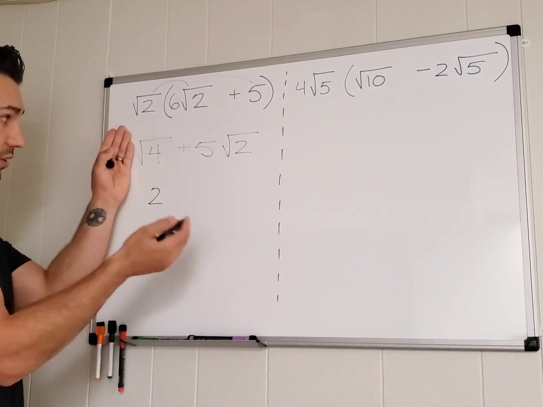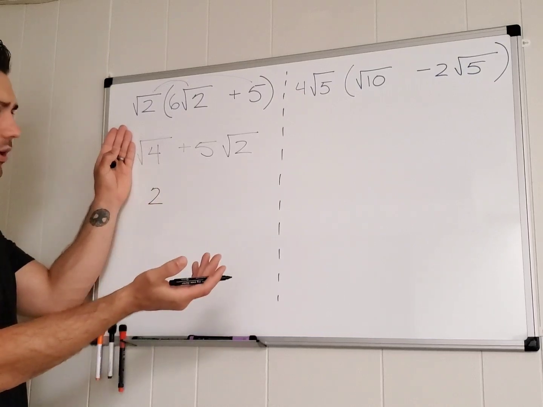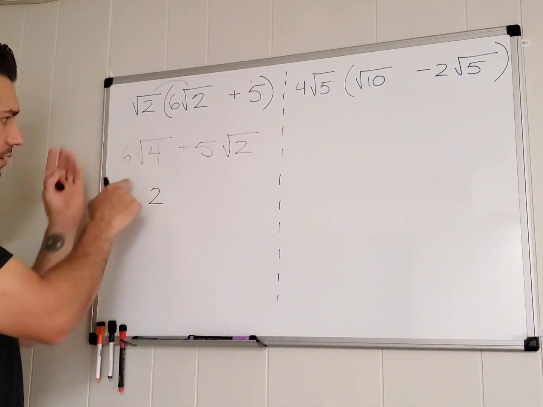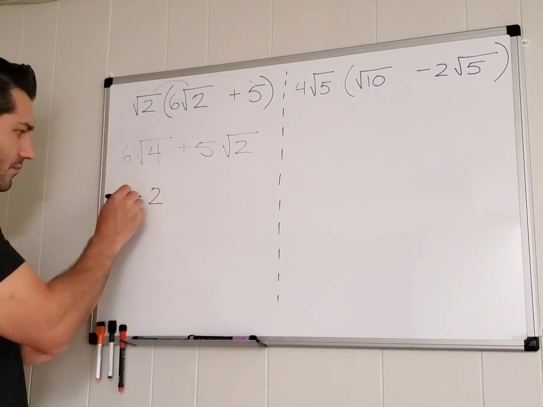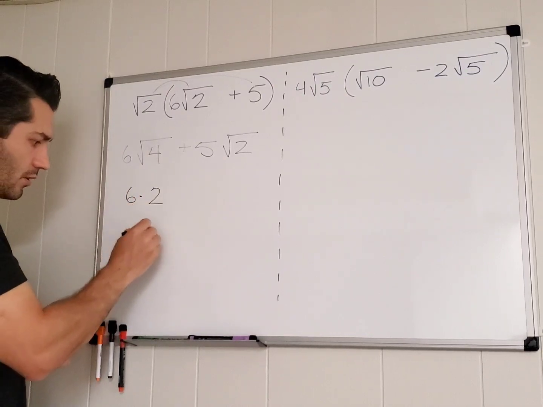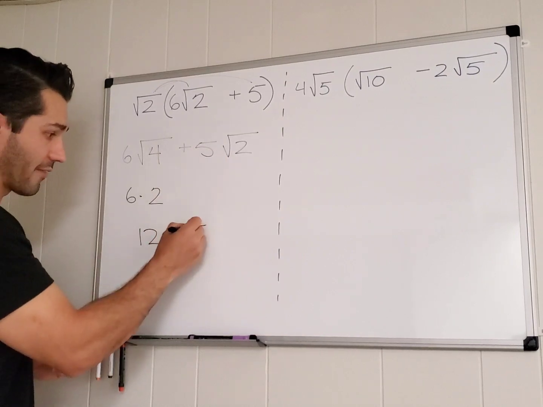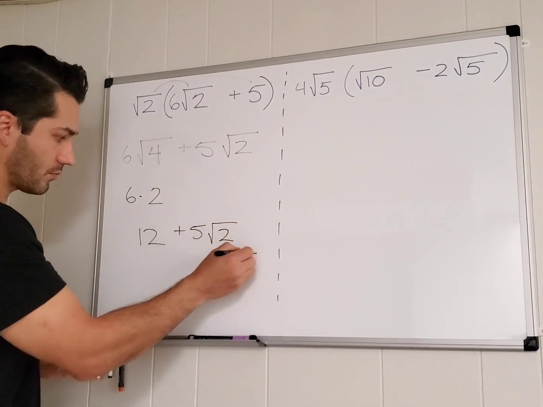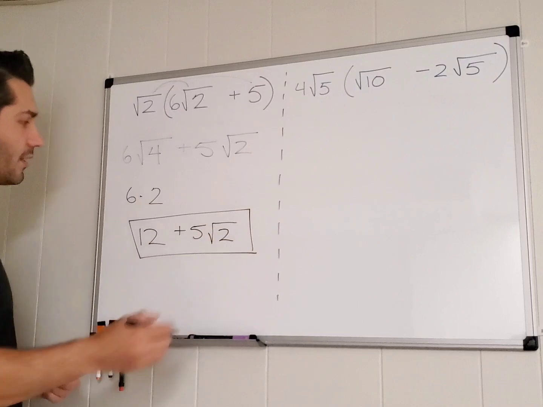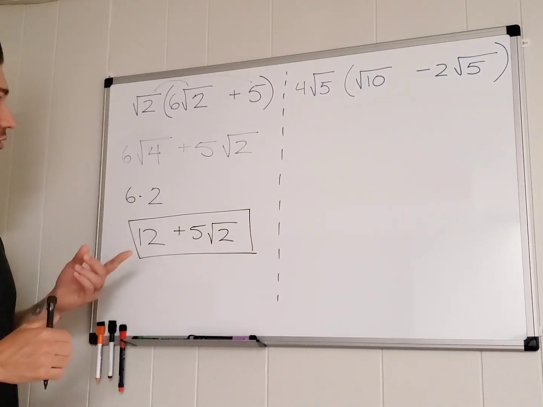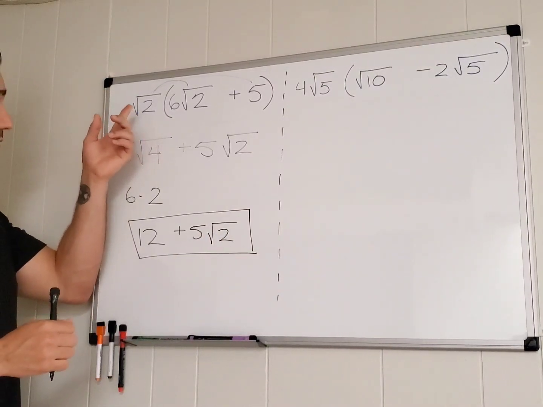It's a perfect square. It's one of the first ones people think of. They always forget 0 and 1. But it's 2. We bring down the 6. 6 times 2 is 12. Plus, I can't do anything with this, 5 radical 2. This is done.